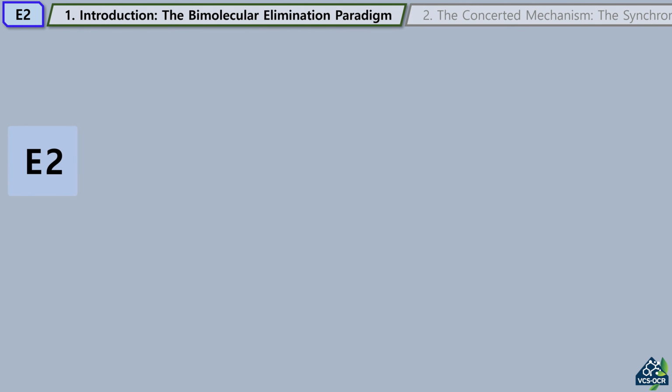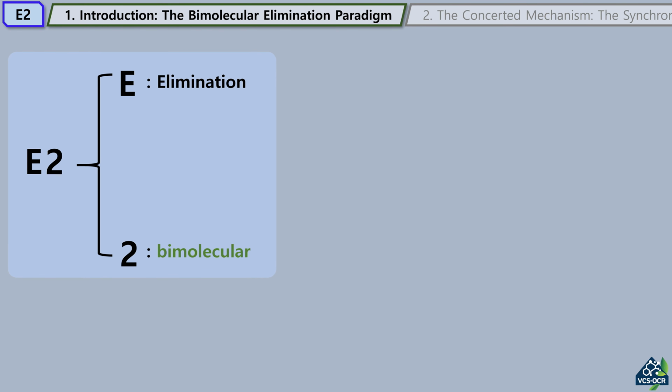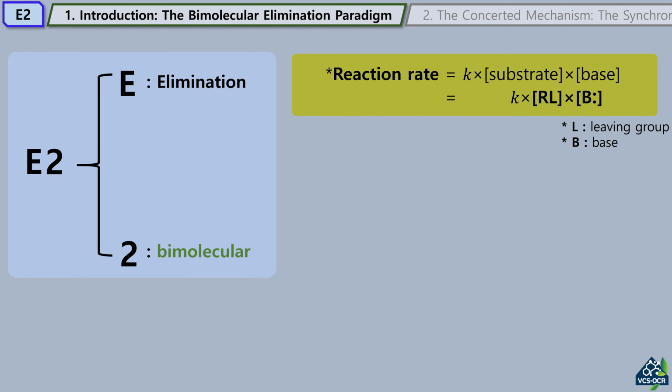The numeral 2 in E2 is the kinetic signature of the reaction. It signifies a bimolecular rate-determining step, meaning the reaction's success depends on a properly oriented, high-energy encounter between the base and the substrate. When we derive the rate law in the laboratory, we observe that the reaction velocity is directly proportional to the concentration of both participants.